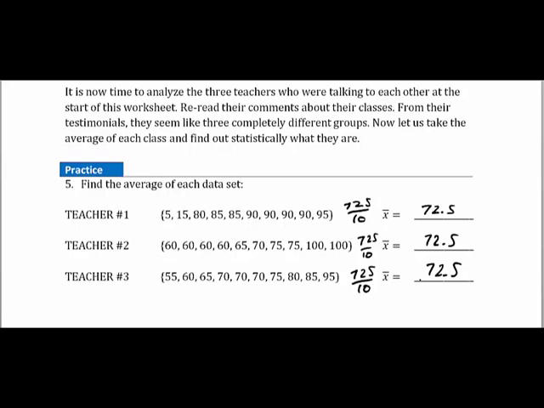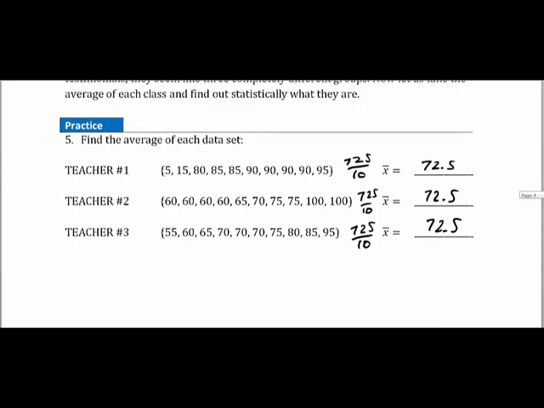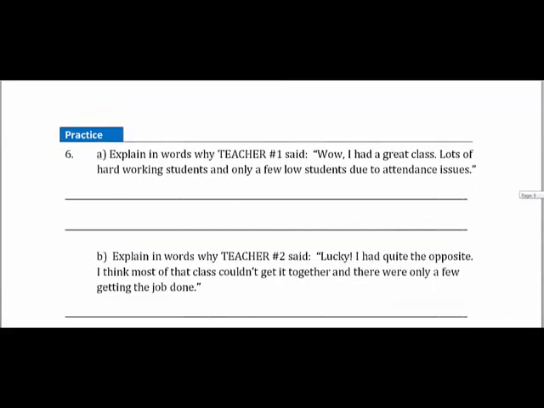This is to basically start to get you thinking that an average sometimes doesn't tell the whole story. But let's take a look at the data sets and figure out why they all had the same averages, despite being three different types of groups.